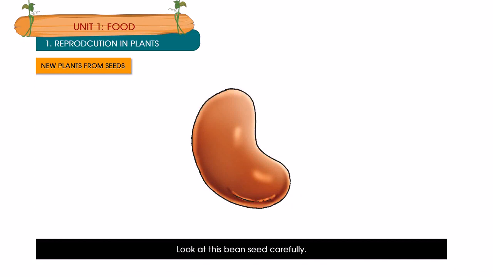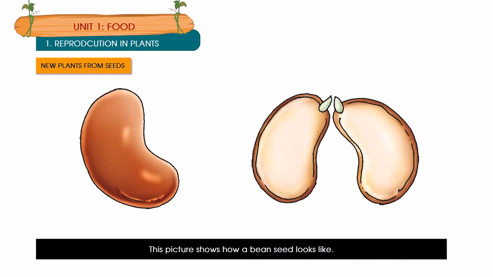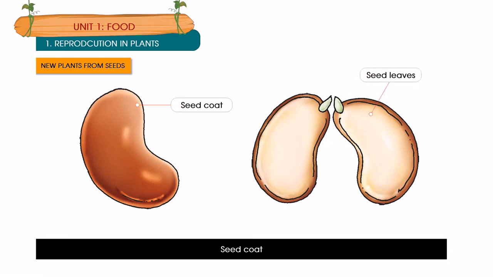Look at this bean seed carefully. This picture shows how a bean seed looks. Seed coat, seed leaves. An outer covering called seed coat protects the baby plant inside the seed. The seed coat has a tiny hole through which the seed gets water. Seed leaves or cotyledons store food for the baby plant.